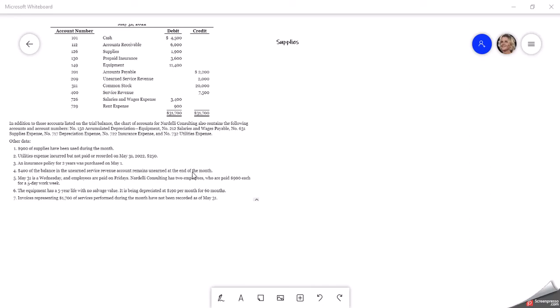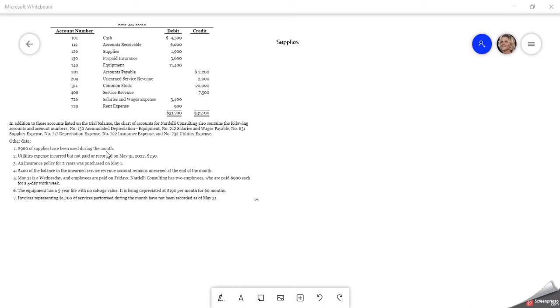Okay, this problem presents us with the trial balance as of May 31st. In addition to what they have above in the trial balance, this consulting company also has the following accounts: accumulated depreciation, salaries and wages payable, supplies expense, depreciation expense, insurance expense, and utilities expense. Those will be the adjusting entries that we need to make.